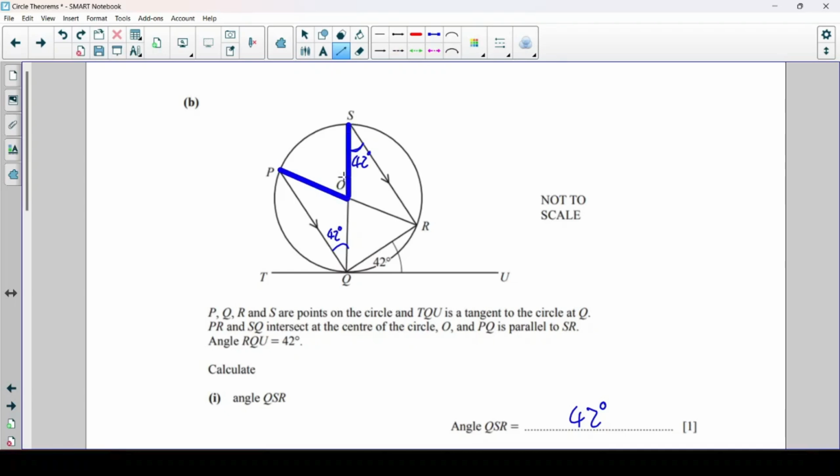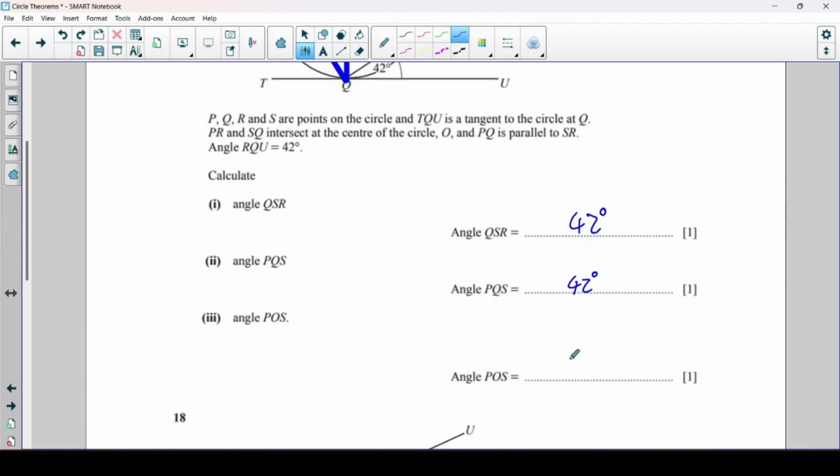Next is POS. Now this is an angle which is at the centre. So we're going to look for an angle which is at the circumference, which comes from those two same points P and S. And it's either this one here or this one here. So PQS is subtended at the circumference, POS is at the centre, and the angles at the centre are twice the angles at the circumference. It makes that kind of arrowhead type shape. So this one is double 42, so 84 degrees. So POS is 84.